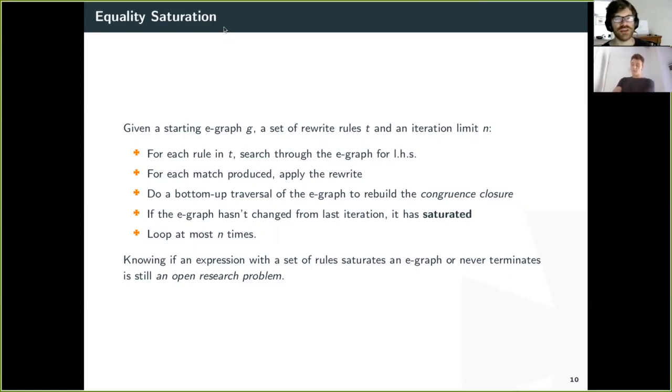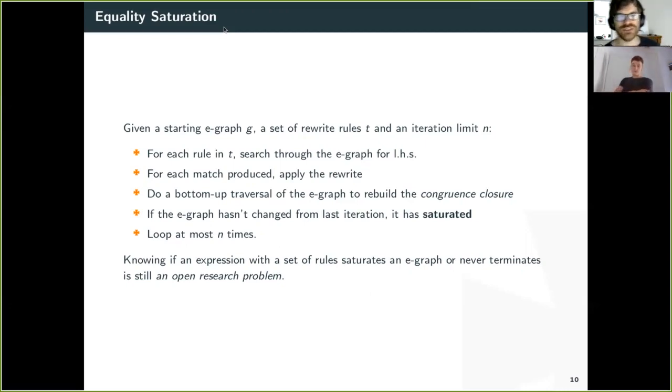But the difference here from the classical rewriting approach is that instead of destructively changing the egraph and losing information, you just assert that there is this new term that is equal to the old term that was the found pattern left-hand side. So you're never losing information. Then you do a bottom-up traversal of the graph to rebuild what's called the congruence closure. And this is inferring new equality information for you in a very useful way.